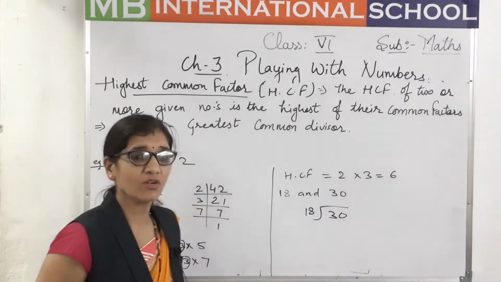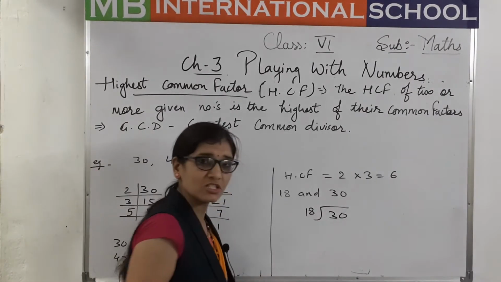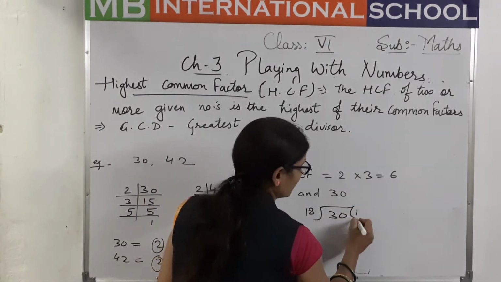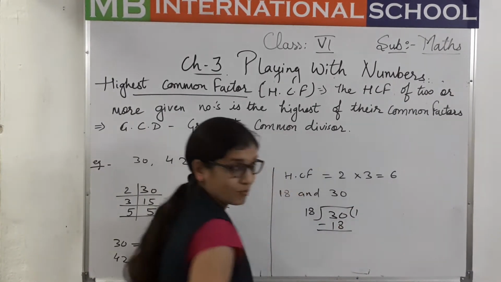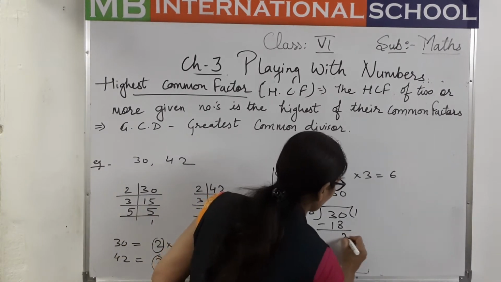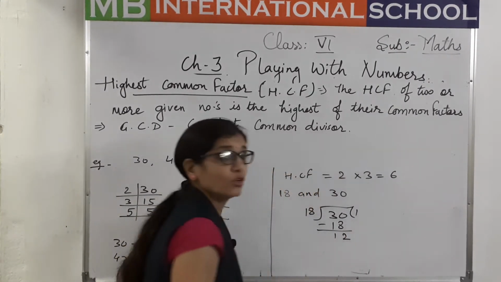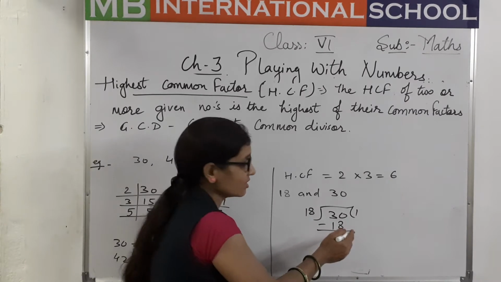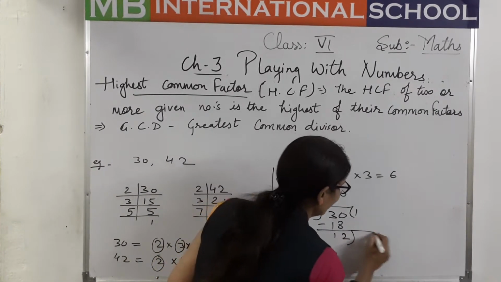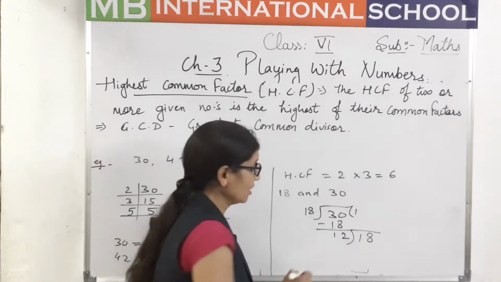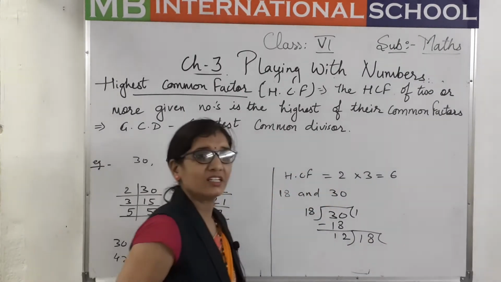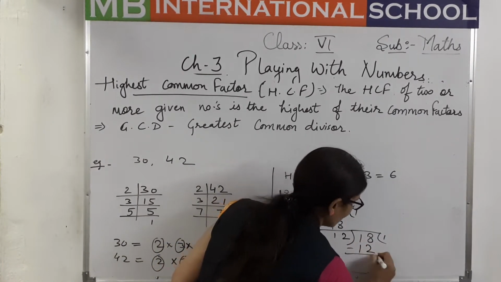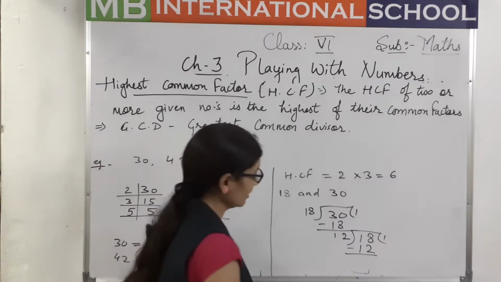In the first step we are going to divide. We know the multiples of 18: 18 ones are 18, 18 twos are 36. So we can take it only one time. 18 ones are 18. Subtract it and we get the remainder, that is 12. Now in the second step, children, you should know that the remainder becomes the divisor and the divisor becomes the dividend, that is 18 becomes the dividend. Now again we divide 18 by 12. 12 one time is 12, so we get the remainder 6.